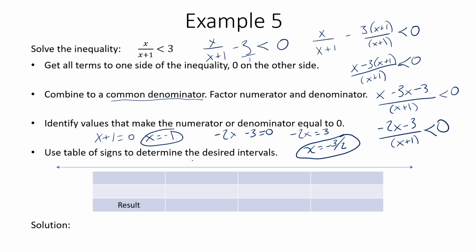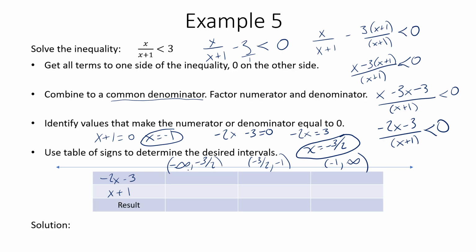Now, we have our values isolated here. The smallest one is the negative 3/2. What we would need to do now is we'd need to write negative 2x minus 3 here. And we would need to write x plus 1 here. And then we would need to go and look at the interval from negative infinity to negative 3/2, from negative 3/2 to negative 1, and from negative 1 to infinity. Okay? All right.